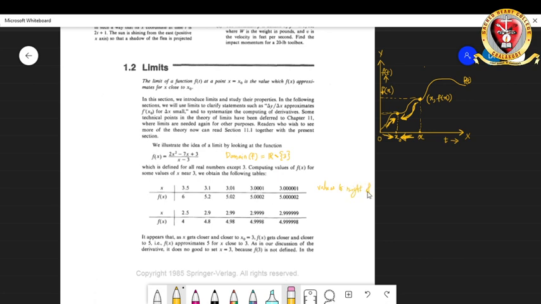So you can see that these are values to the right side of 3. Now we are going to look for values to the left side of 3. For that, you first calculate the functional value for 2.5: 2 into 2.5 squared minus 7 into 2.5 plus 3, divided by 2.5 minus 3. You get it to be 4. Then calculate for 2.9. You get it to be 4.8. Then 2.99, you get 4.98. For 2.9999, you get 4.9998.